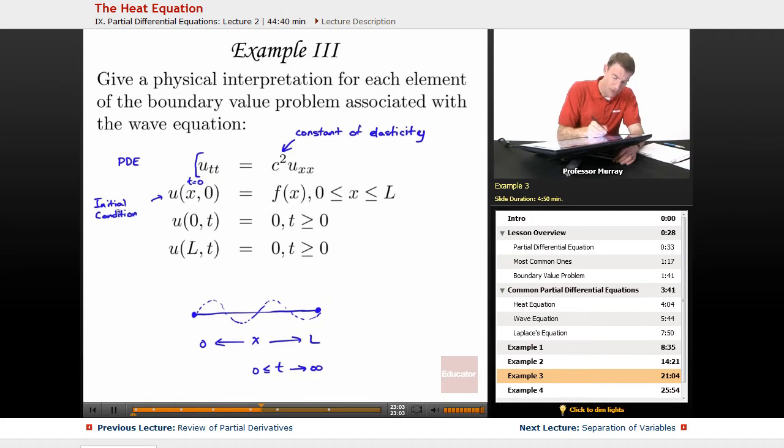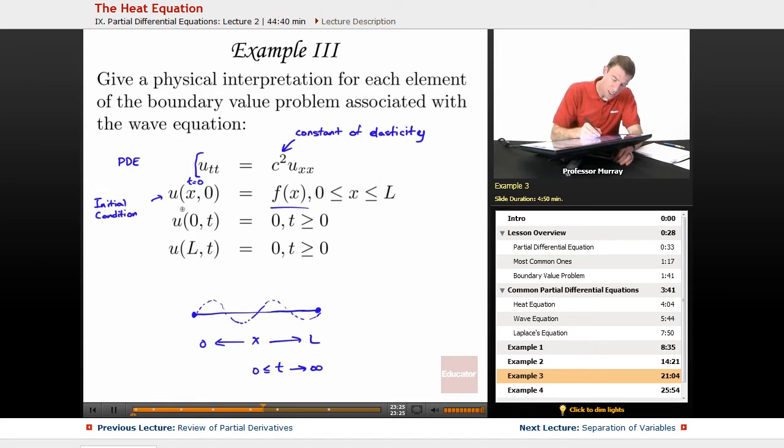And so that would measure the initial displacement of the string. Maybe if you've taken the string and you've stretched it up, you've plucked it and you're about to let it go, that f of x would tell you the position of the string at any given point at time equal to 0. So that's what that u of x, 0 is.